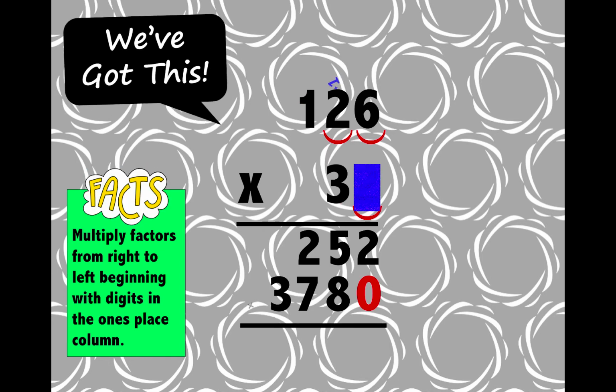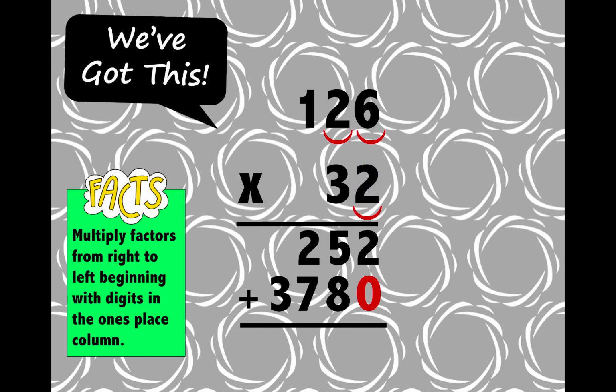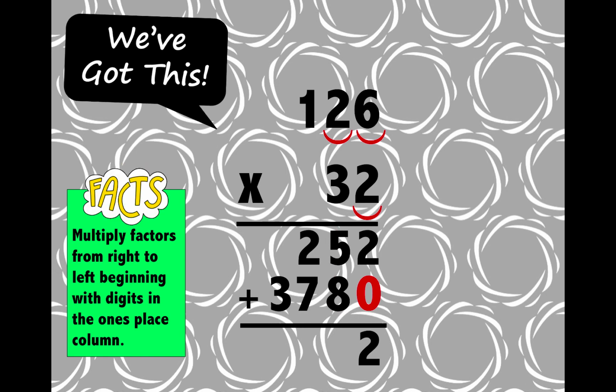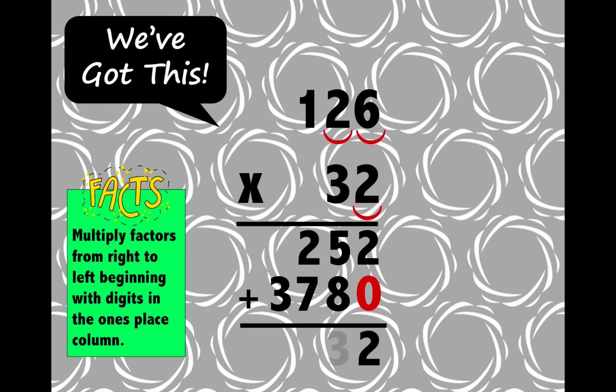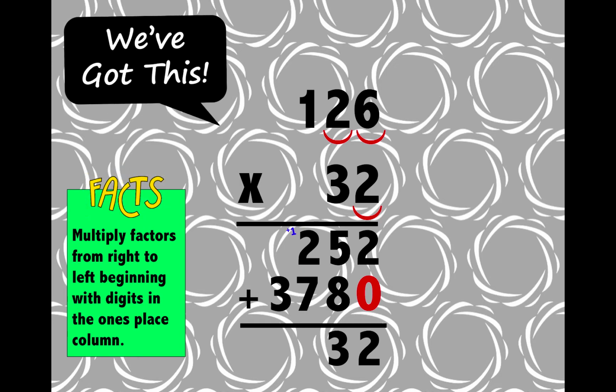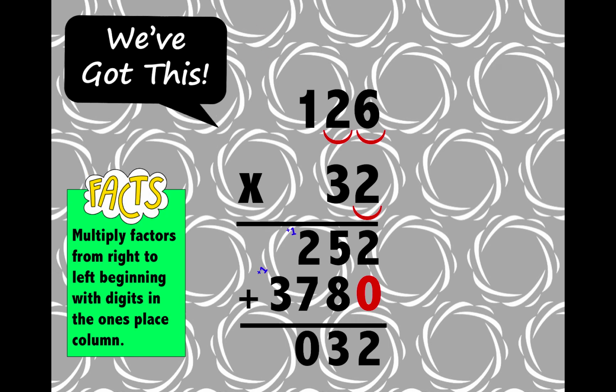Now we add together the answer lines. Add the numbers in the first place value column first. 2 plus 0 equals 2. Now add the numbers in the tens place value column. 5 plus 8 equals 13. 3, regroup the 1. Add the numbers in the hundreds place value column. 2 plus 7 equals 9, plus the 1 we carried equals 10. 0, regroup the 1. Add the numbers in the thousands place value column. 3 plus 1 we carried equals 4. Now what's the product or answer?